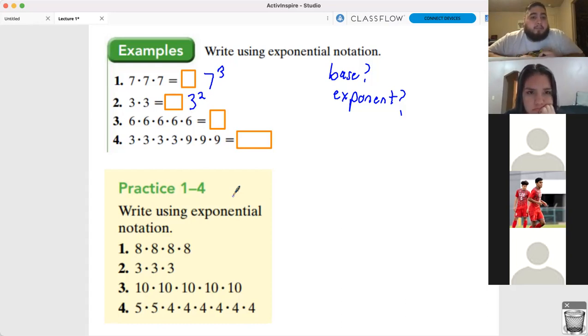Now let's move on to number 3. Number 3, what's my base? 6. Excellent. And then what will be my exponent? 5. And how do we pronounce that? 6 to the 5th power. Excellent, guys. 6 to the 5th power.